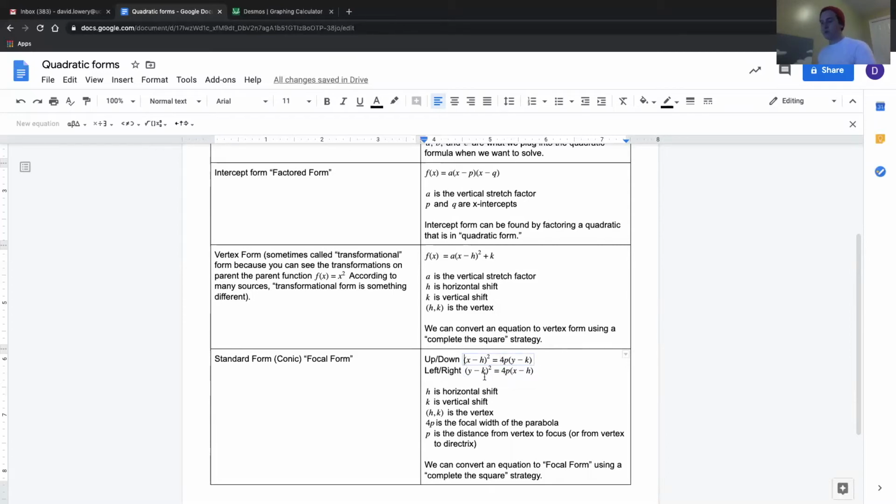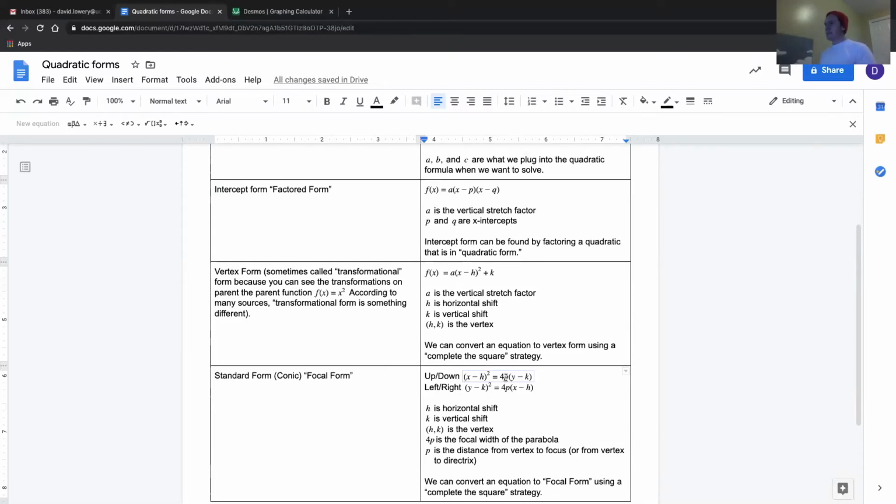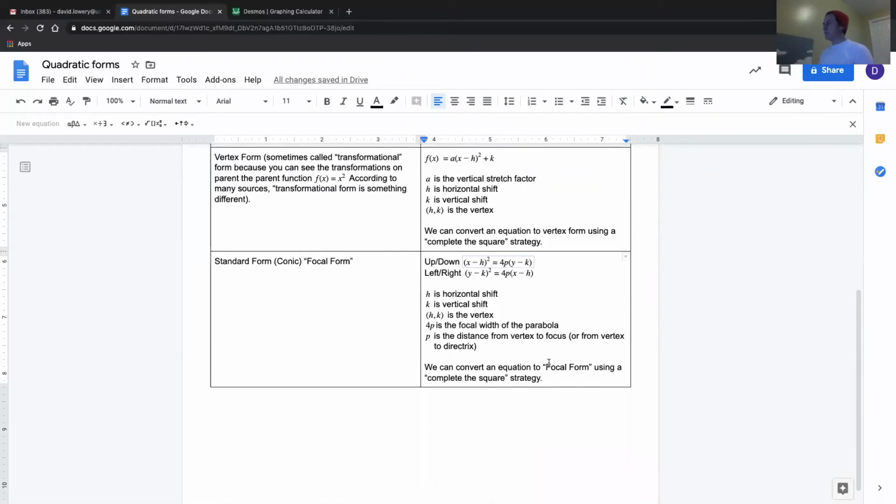This wouldn't be standard form, obviously, but sometimes you'll see a negative over here. There's so many different ways we can arrange these variables. That's why there's so many different forms, but the reason we look at them in different ways is because they each have important information for us. And in this one, the important information is the focal width. You can actually see that focal width right here, that 4p.